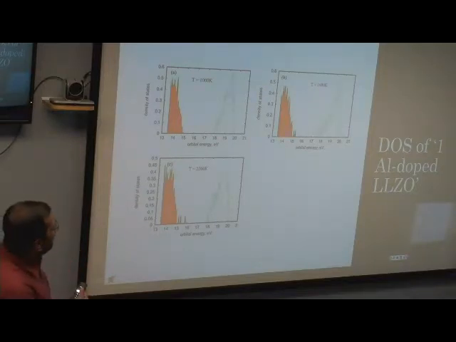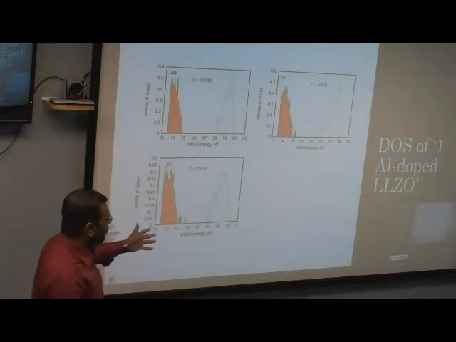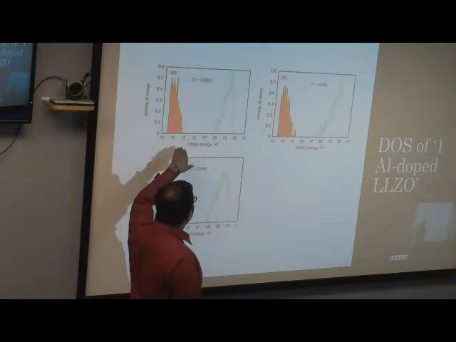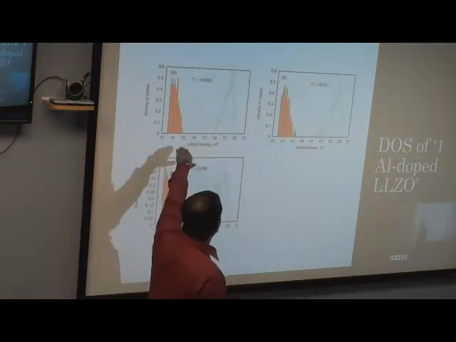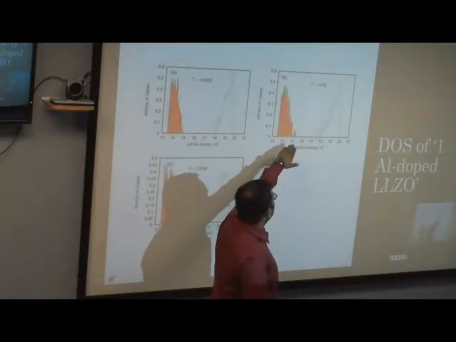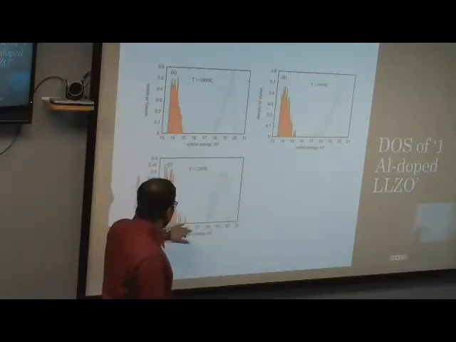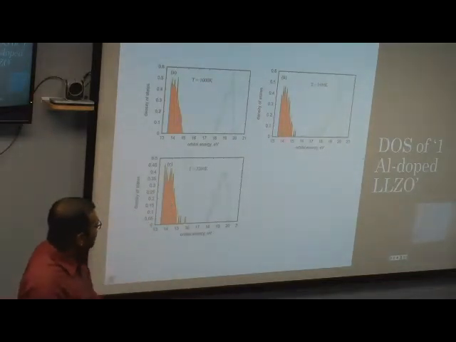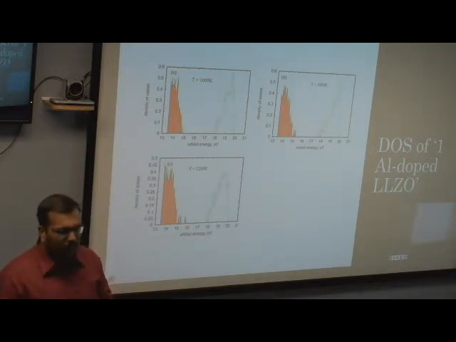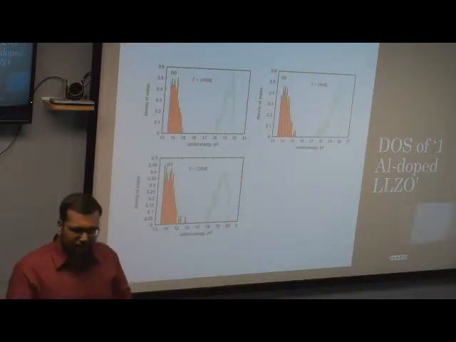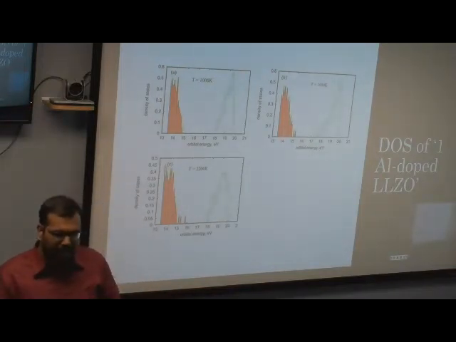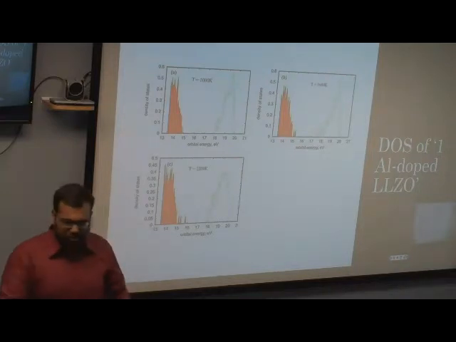And in case of density of state for one aluminum doped LLGO structure, we can see that in the 1000 Kelvin structure there are no unexpected orbitals in the band gap, but in case of 1600 we can see a few, and in 2200 we can see a few more defect orbitals. So basically what we can say from here is that with the increase of temperature, more and more defect orbitals are seen in the band gaps. I'm not 100% sure, but it's my understanding that this may happen because of the surface electron of the structure.